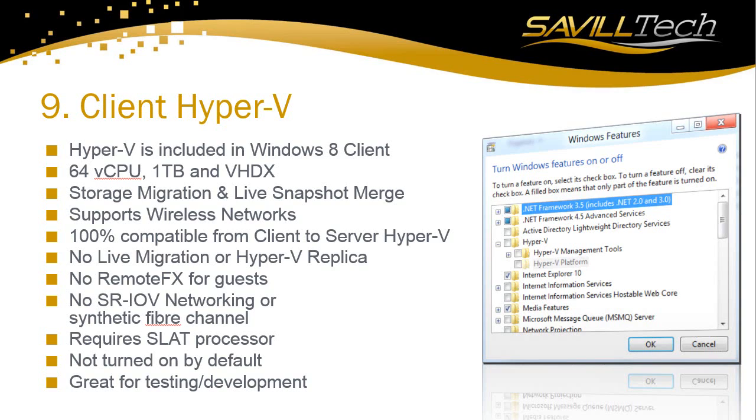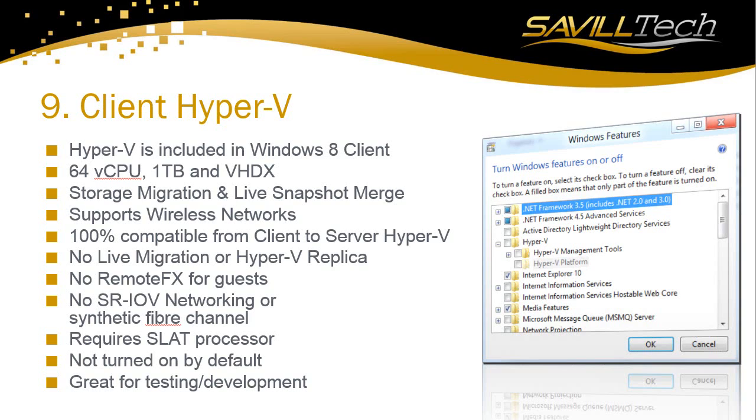So I can create a VM on my client Hyper-V, test it, everything else. And it will work on my Windows Server 2012 R2 Hyper-V environment. And all the same scalability. Now, if you have a laptop with 64 CPUs and a terabyte of RAM, or even a desktop, I'm very jealous. But I could have the same scalability on the client Hyper-V as I do on the server.